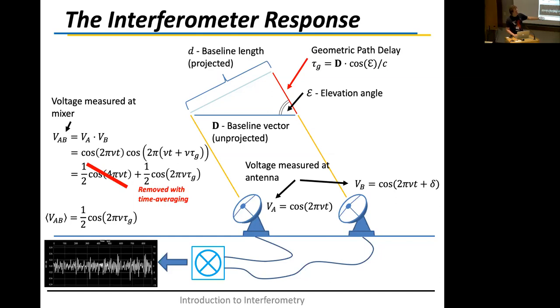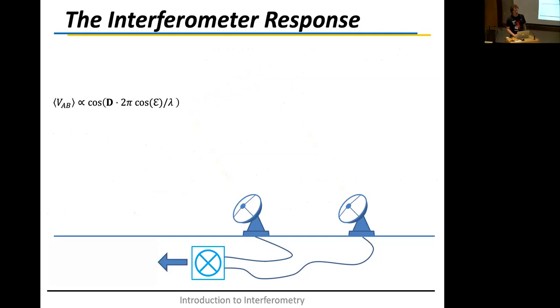What comes out? So let's imagine that I can put a source in a couple of different places and let's see what happens. If you stick the source straight up in the sky, directly at zenith, there is no path delay for the two antennas. Cosine of 90 degrees is zero. Last time I checked, zero times anything is zero. And so you get cosine of zero, which is equal to one, a positive value. So the voltage that you measure coming out of this mixer device will be a positive value.